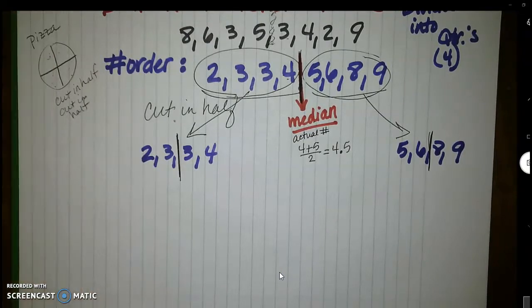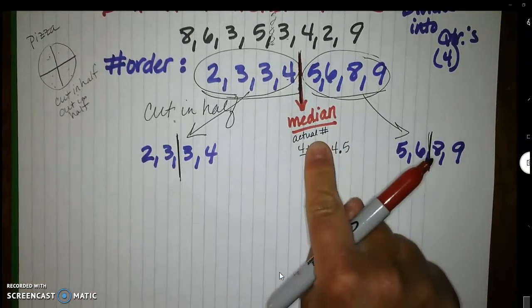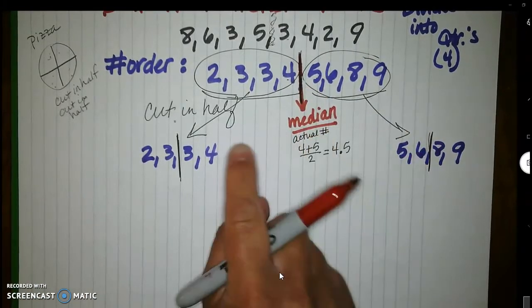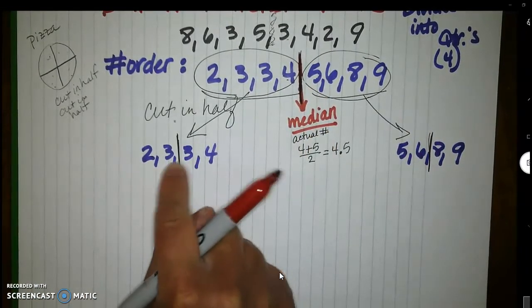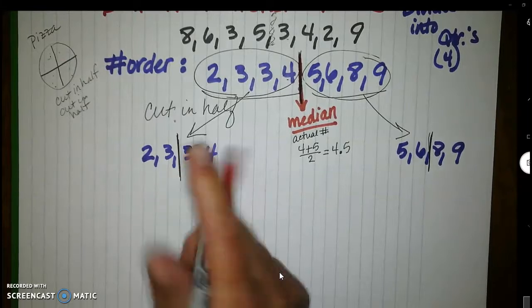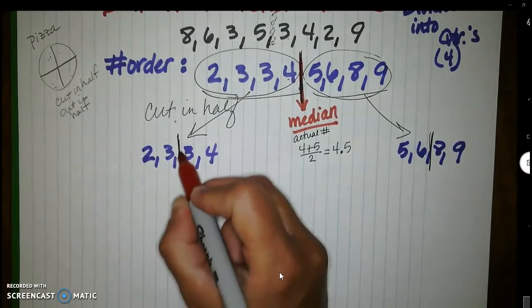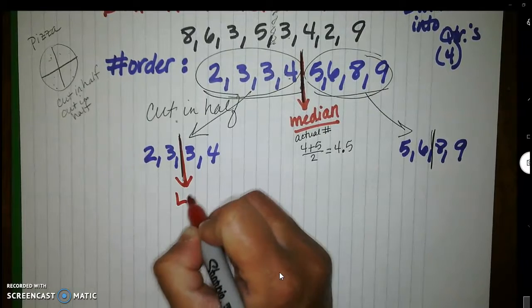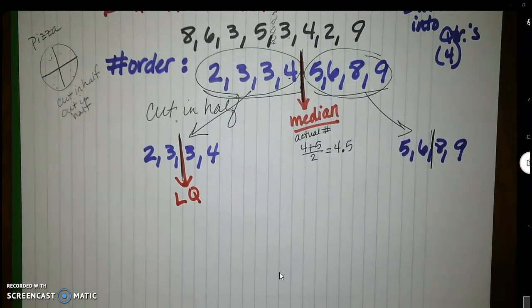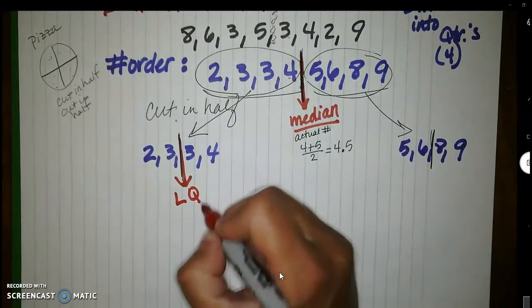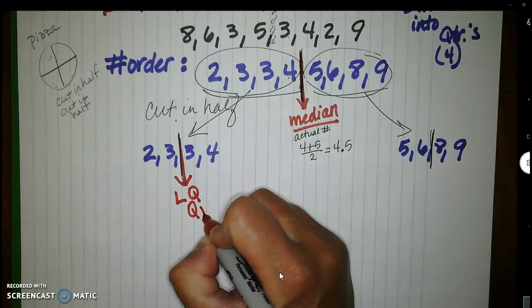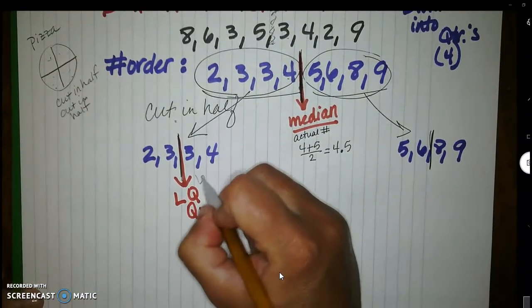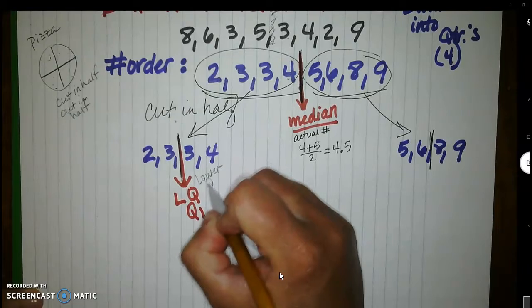Now, we need to find what this actual number is, just like we did before with the median. We found what the actual number was. So what number is directly between 3 and 3? Well, just a 3. This number has a name, and we call it the lower quartile, okay? Or we call it Q1, okay? So one more time, we call it a lower quartile.